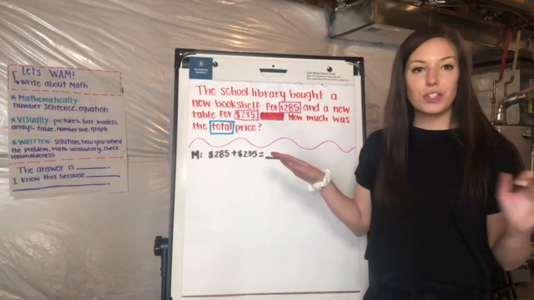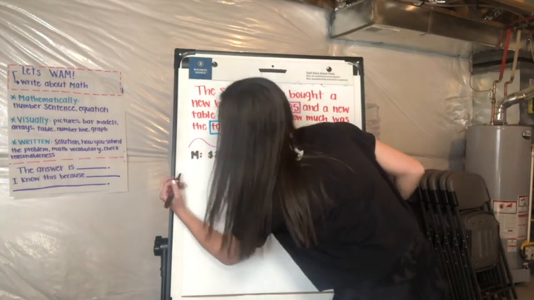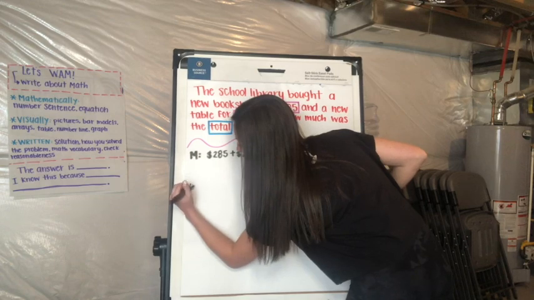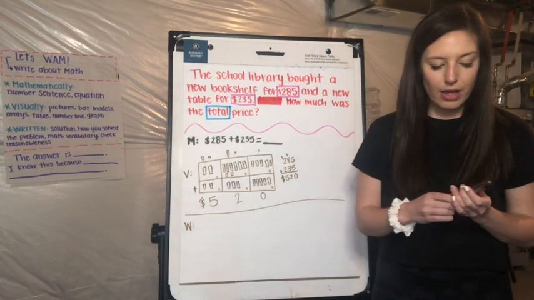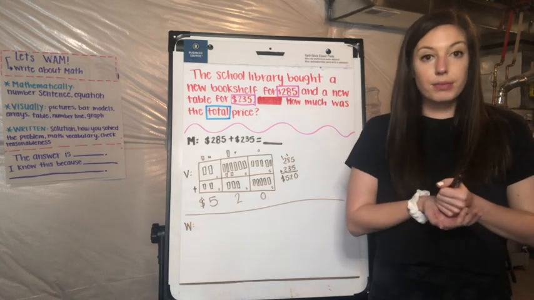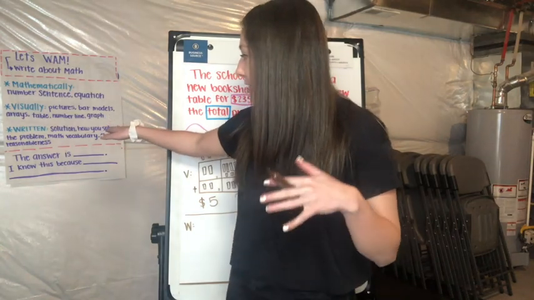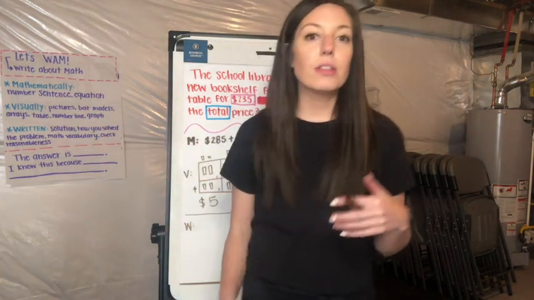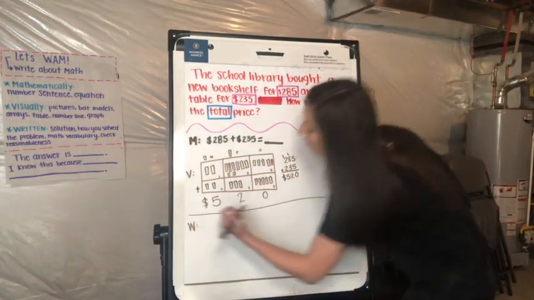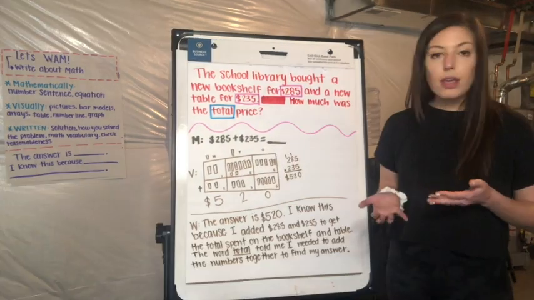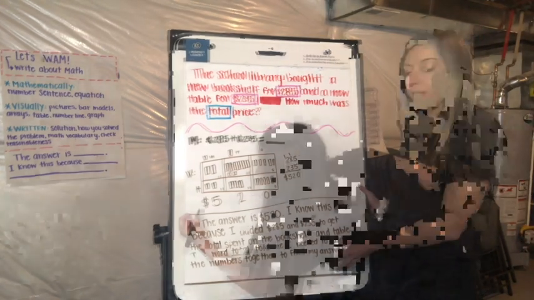Now, we're not going to solve it just yet. We're going to go ahead and move on to our visual piece. So then I like to put a V, standing for visual. I completed my visual. I used the method that Miss Knuth taught us with regrouping. Explain your reasoning. And then it gives us a sentence stem. It says the answer is blank. I know this because. So I always like to start with that. The equation. And the last part was the written portion.